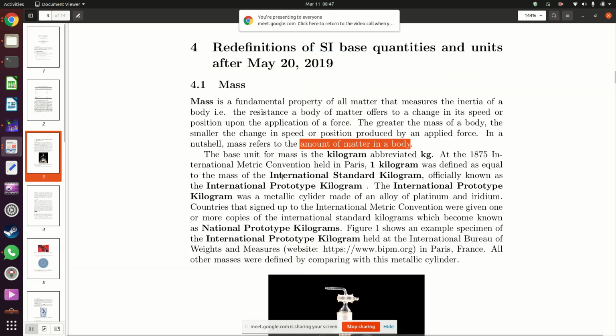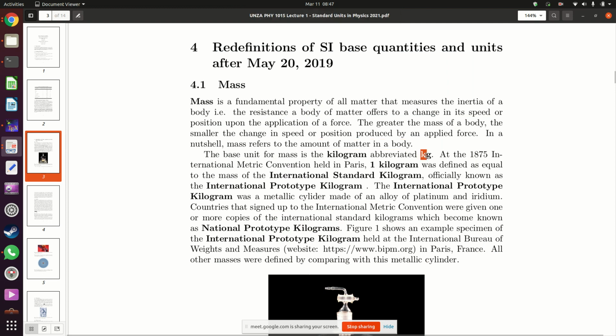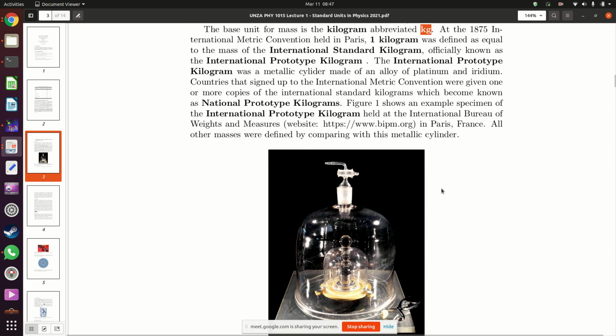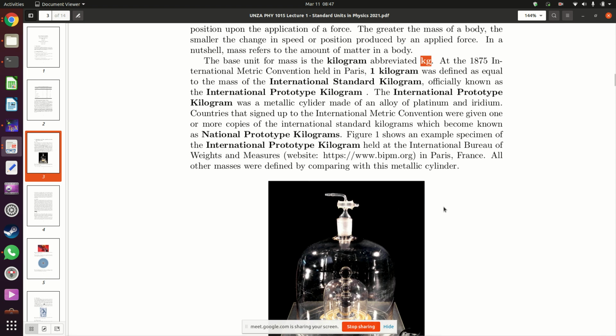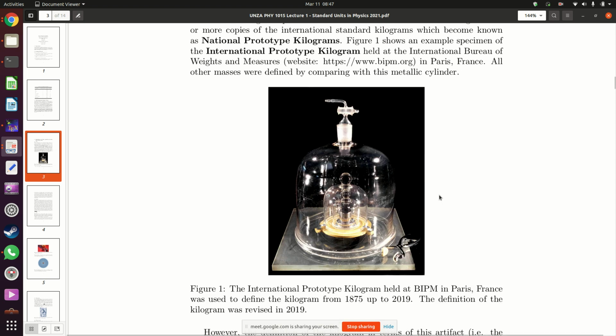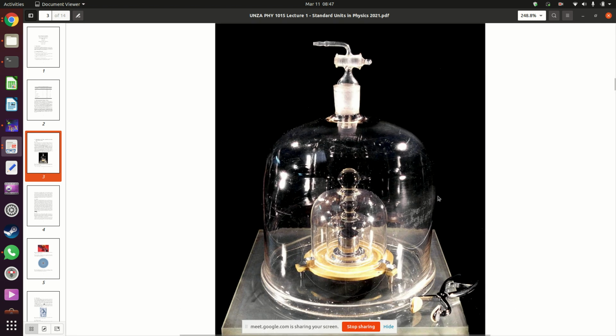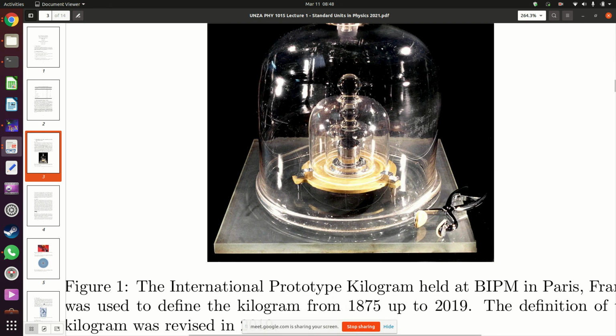Okay. So mass is measured in kilograms. The abbreviation for the kilogram is kg. Now from 1875, the kg has been defined in terms of objects. So there is this object which these guys, in this meeting, sat and discussed, and they decided that the kg is going to be based on this particular object. There is this object in this diagram here, that cylinder inside this thing.